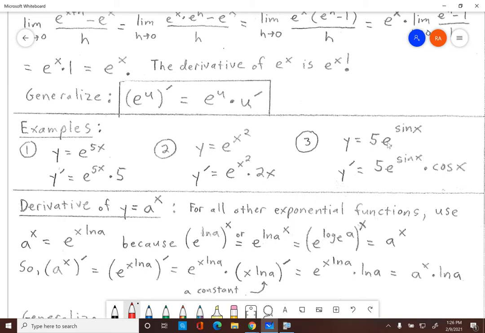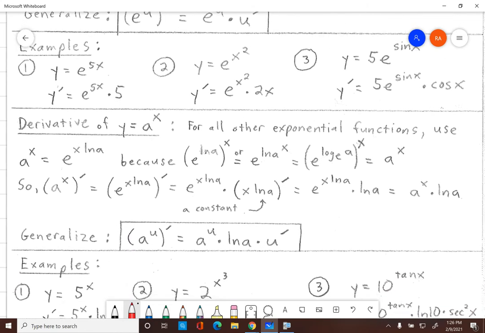The derivative of 5e to the sine x. Now we're just getting crazy. 5e to the sine x, I'm just going to leave that 5 stuck on it right there. So the derivative of this is itself times the derivative of the exponent. The derivative of sine is cosine, and you're done. Okay, so that's just e to the x.